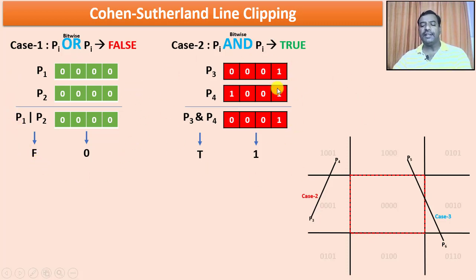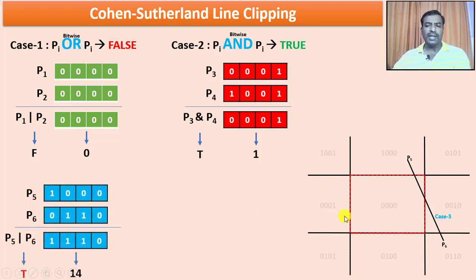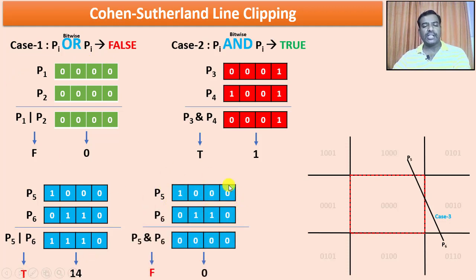And now just look at this case 3 where we are going to have P5 and P6, right? And these are the region code values. When I perform the bitwise OR operation, you can just observe 0 0 is 0, 0 1 is 1, 0 1 is 1, 1 0 is 1. And when I convert it to decimal, I am going to get 14, and 14 is true, and case 1 fails.